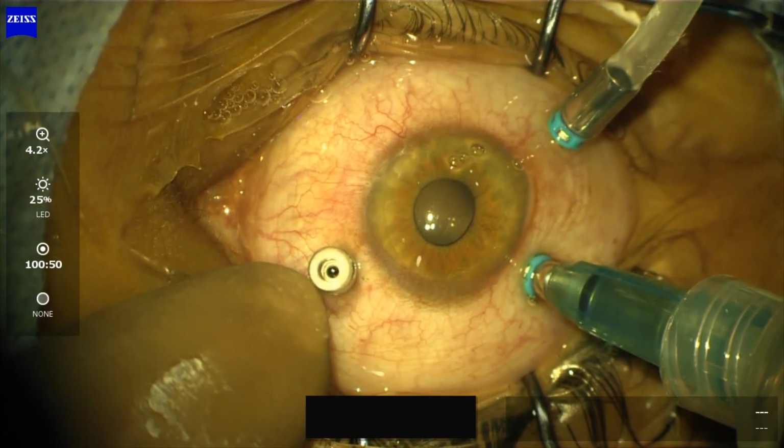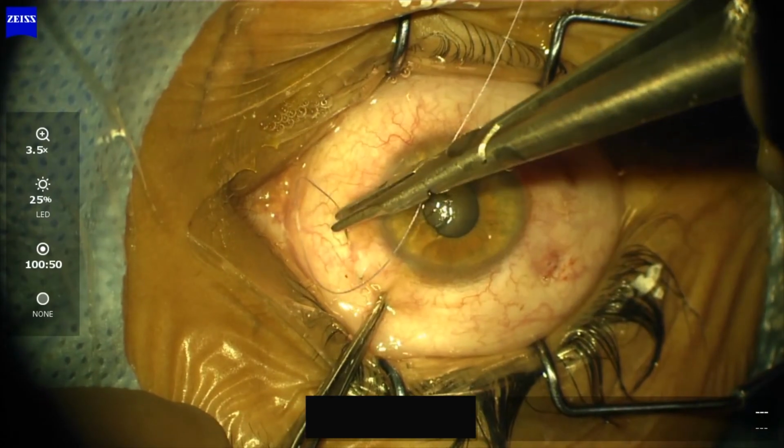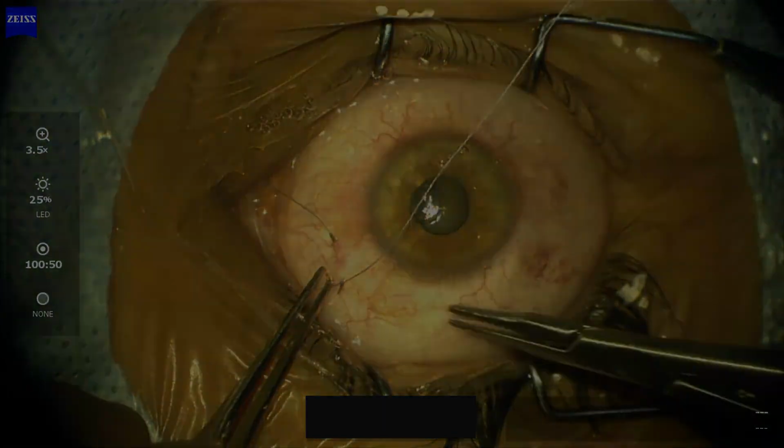Silicone oil tamponade was given at the end, and the ports were sutured. Post-operatively the retina was attached. Best corrected visual acuity improved to 4/60 at post-operative day 7.